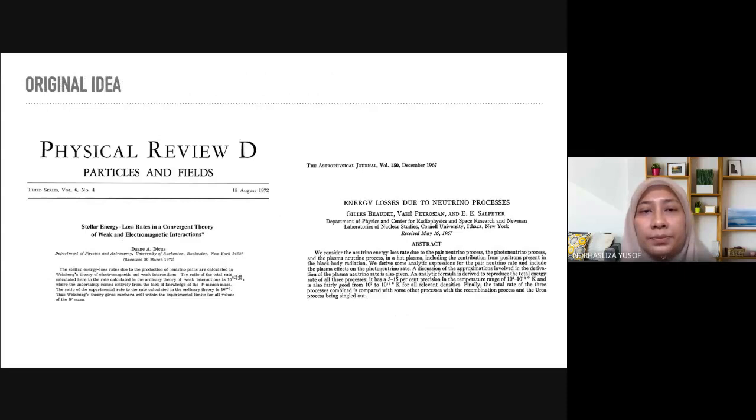This is the one done using the Weinberg-Salam theory, first done by Dicus back in 1972. Okay, the first one is actually Bahcall, who gave the idea of how to calculate the neutrino energy loss using pair production, photo and plasma. These were only three at the time. After that, Dicus produced a 1972 paper, and he calculated using the Weinberg theory of EM and weak interaction to fill in the gap, that is, the three things we have to understand in calculating neutrinos in the stellar region.